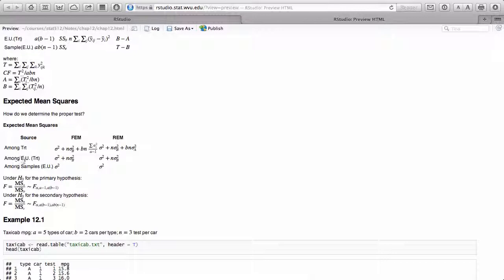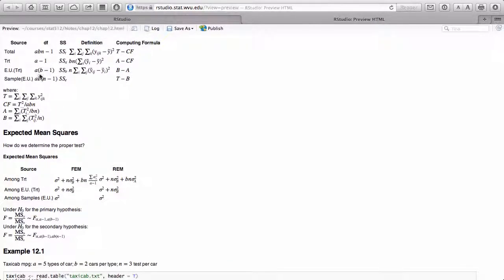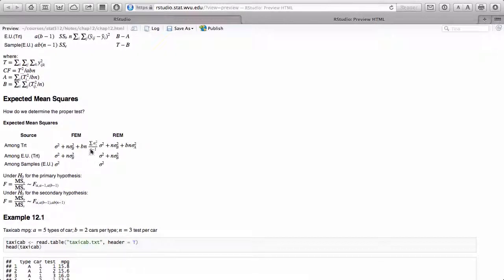The among experimental units in treatment is the numerator and the among samples within experimental units is the denominator. If I take the ratio of that, it will give me an F-test. The degrees of freedom are going to be a minus 1 in the numerator and a times b minus 1 in the denominator. But I'm really interested in the sigma squared sub A, most interested in it.